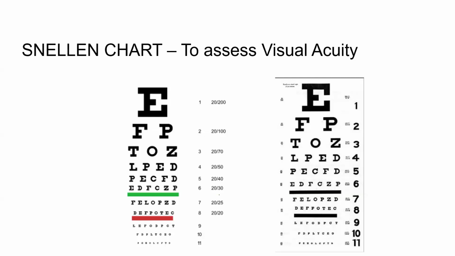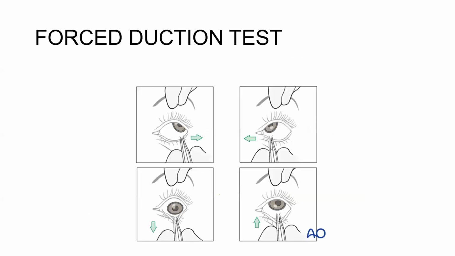So this is the Snellen's chart for assessing visual acuity. Forced duction test. There are two ways to do the forced duction test. One is using forceps holding the limbus, or the other is holding the extraocular muscle which is in doubt or entrapped. You can hold the inferior rectus, which is below the palpebral conjunctiva, or the limbus, to move the eye in all directions, in all gazes, to note whether there is any mechanical restriction on such gaze.